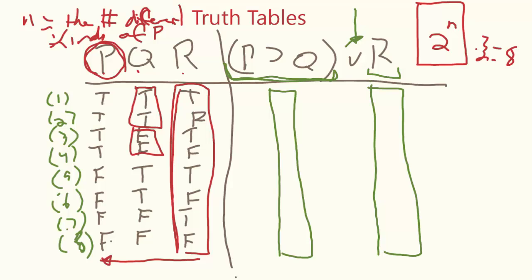So in the case of R, it's really easy to determine what its truth conditions are because it's just given in our reference column. So it's T, F, T, F, T, F, T, F.